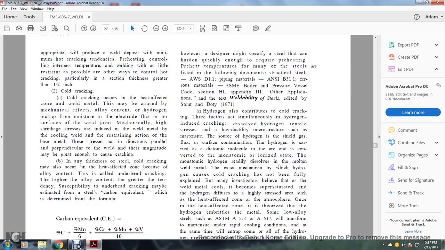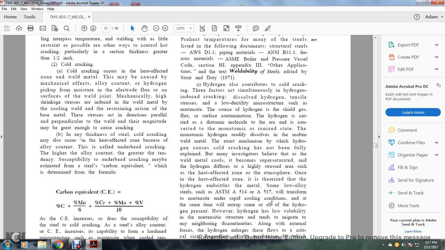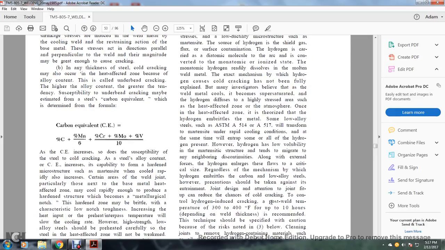The exact mechanism by which hydrogen causes cold cracking has not been fully explained, but many investigators believe that the weld metal cools, becomes saturated with hydrogen, which diffuses to a highly stressed area of the heat-affected zone in the atmosphere. In the heat-affected zone, the hydrogen embrittles the metal.